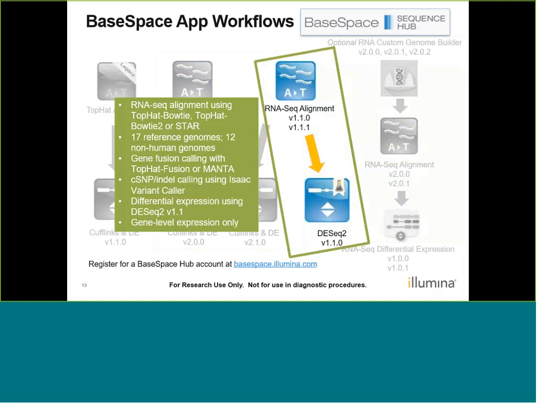Now, again, in this workflow, because you are using the RNA-Seq Alignment app first, you're still going to be using one of the three aligners mentioned previously. You still have your choice of 17 reference genomes. The main difference here, though, is that differential expression is going to be done using the DE-Seq2 algorithm, which is version 1.1. So this is going to be gene-level expression only. Oh, and also our abundance estimations here are still going to be done using FPKM.